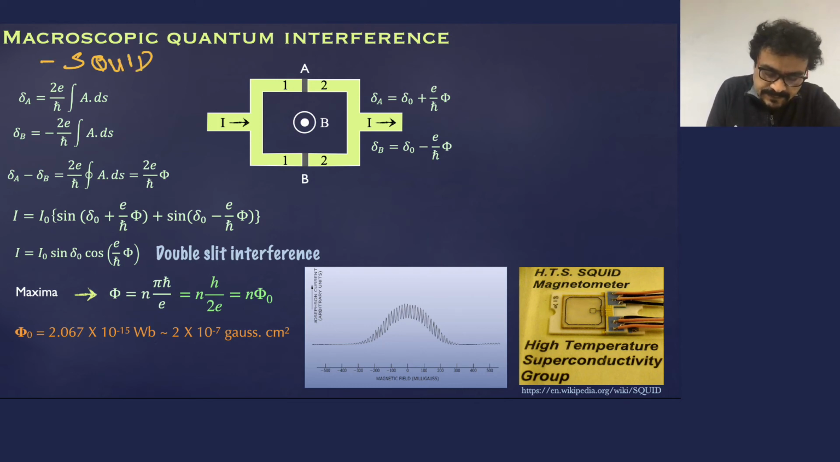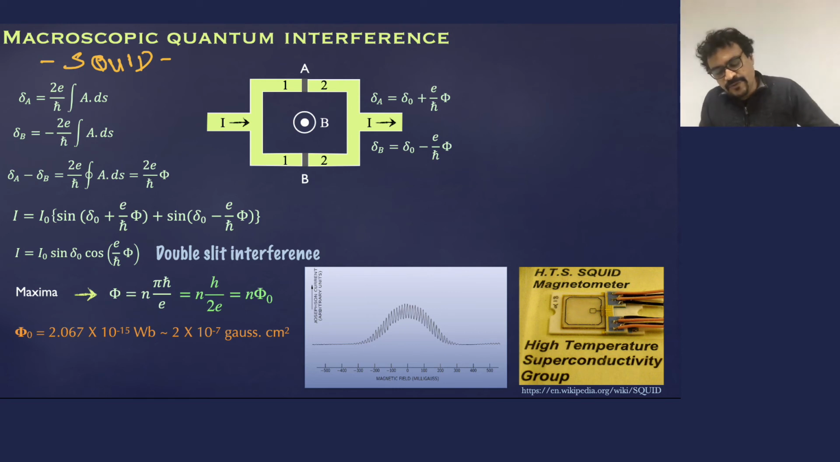SQUID. So we have two Josephson junctions in parallel. There is one here and a second here, two Josephson junctions in parallel. The whole configuration is like an Aharonov ring, but with one Josephson junction in each arm of the ring.